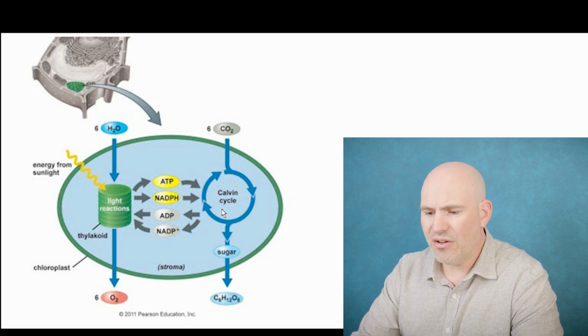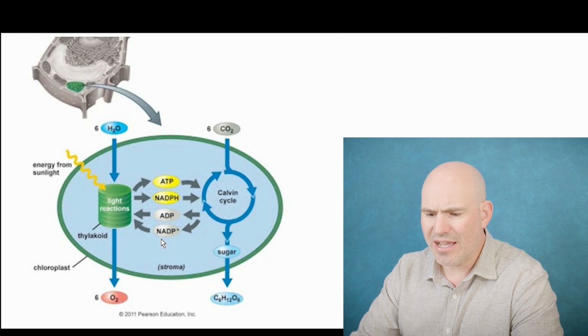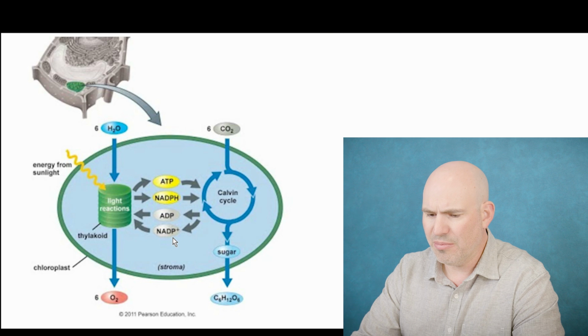Okay, so what does the Calvin cycle do? The Calvin cycle makes the sugar. Okay, so the hydrogens have to go from the light reaction to the Calvin cycle. How does that happen? Well, you have this energy carrier molecule called NADP+. Sometimes, depending on what class you're in, you might need to know the full name, but most likely you can just call it NADP+.